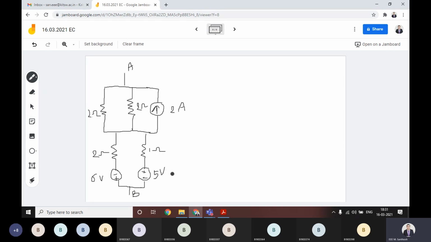You reduce this circuit between A and B. Okay, you give me one voltage source and one resistor. Okay, give me only one voltage source and one resistor. Your time starts now. That voltage source value you give me and the resistor value. How much time you will take, we will see.